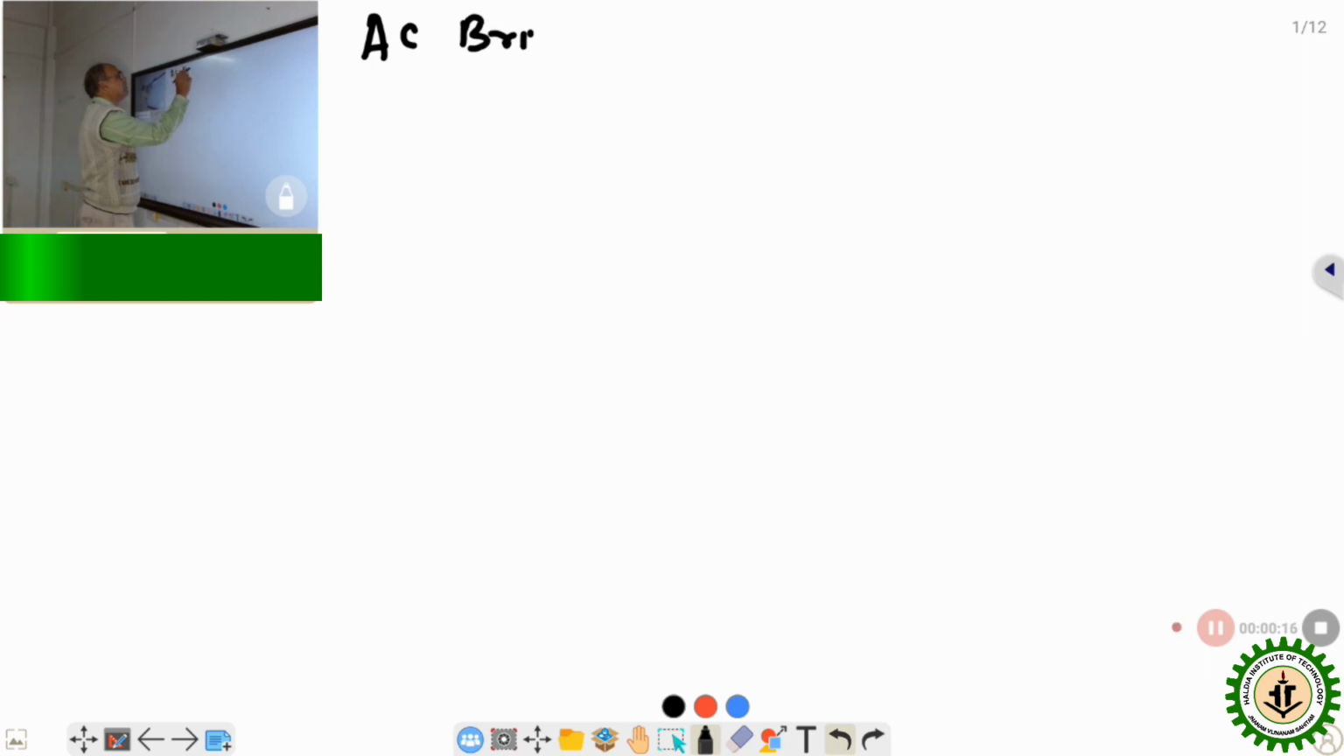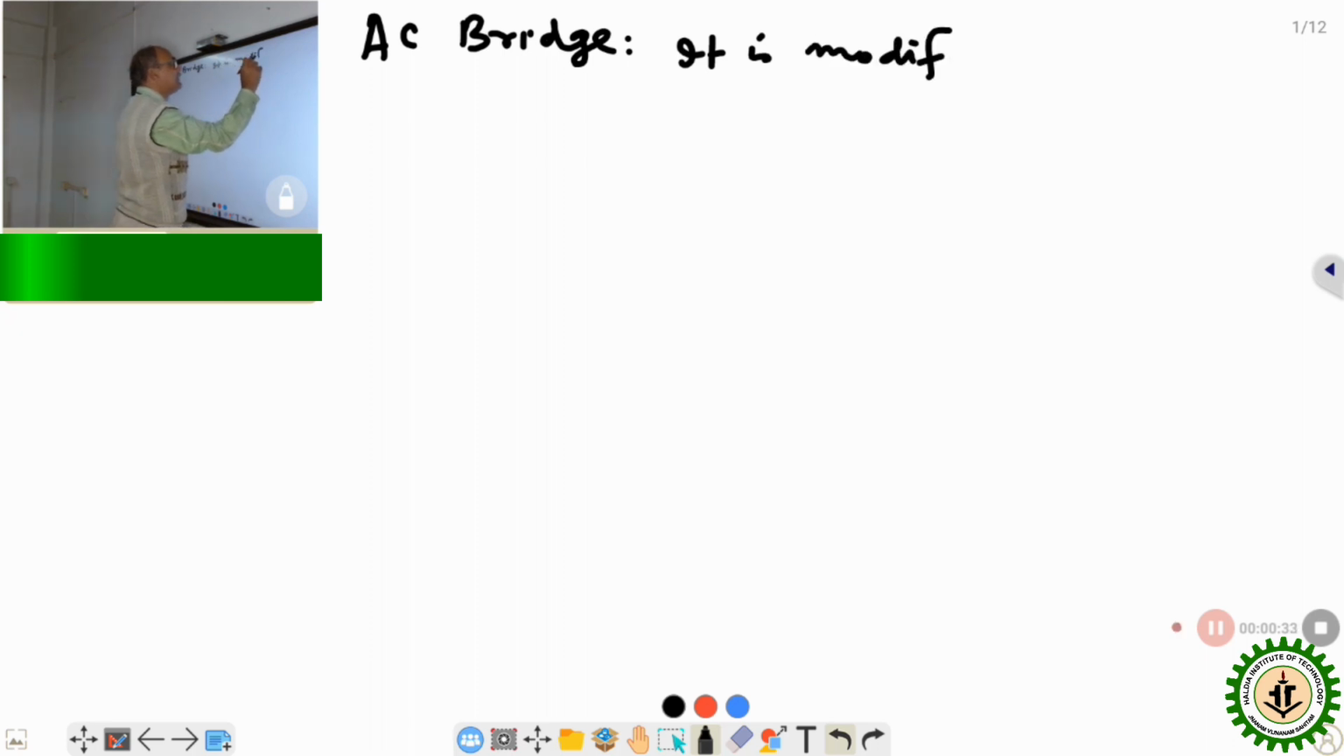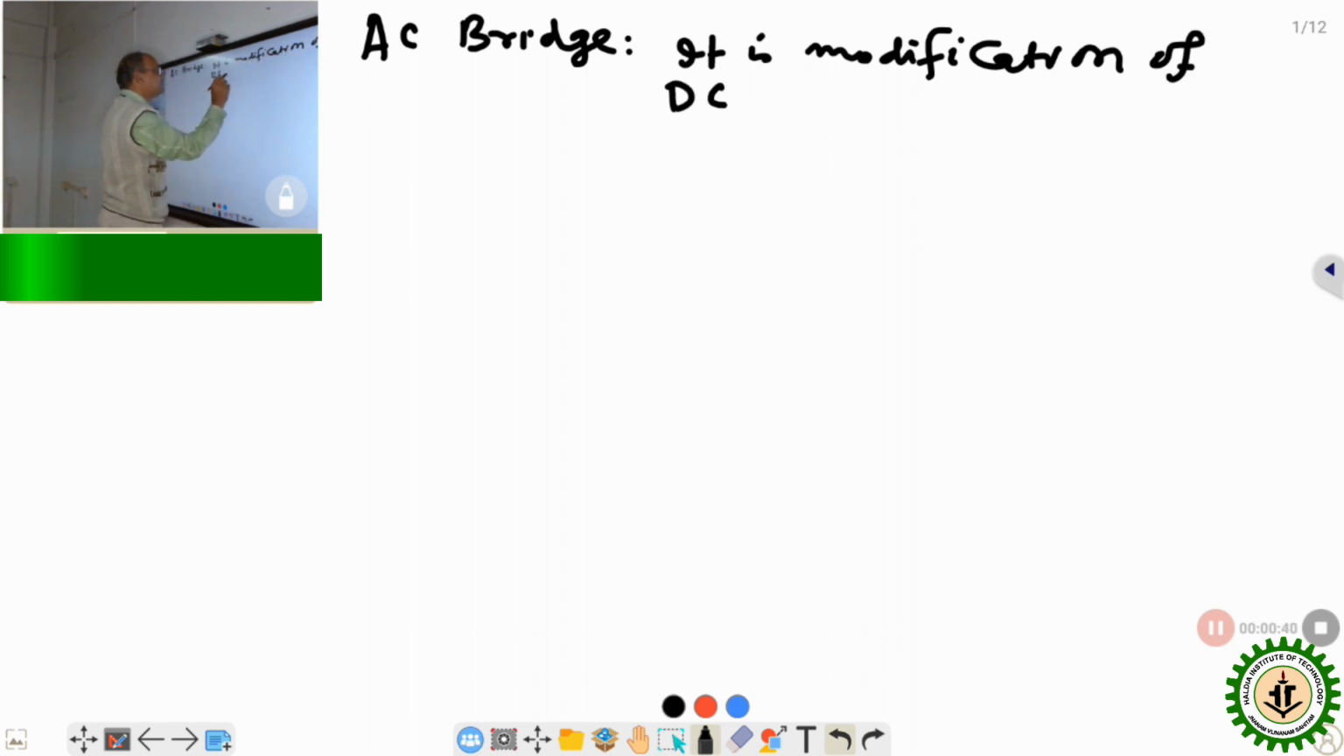AC bridge. Okay. AC bridge is nothing but the modification of Wheatstone bridge. That means it is nothing but the modification of DC bridge.